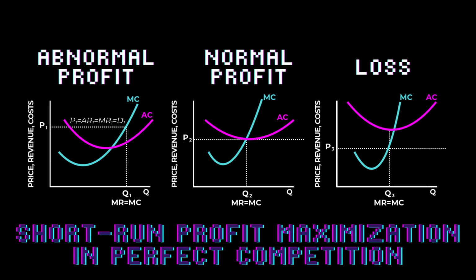The first diagram shows abnormal profit, and this happens because average revenue, which is the same as the price, is greater than average cost. This results in a positive total profit. The profit per unit is the difference between the price and the average cost, and then total profit can be calculated by multiplying profit per unit by the total number of units produced. So whenever you see a diagram where the price level is above the lowest point on the average cost curve at the profit maximizing output, then you know that the firm is making abnormal profit.